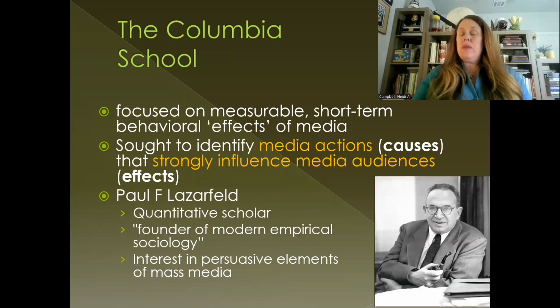So the headquarters, or the starting point of media effects research, was the Columbia School, at Columbia University, as in Columbia, New York. And so again, they were looking at the scholars in Chicago and began to see, okay, we see what you're doing. We see that it's important to study media, but we want to look at measurable short-term behavioral effects. One of the concerns and critiques of the propaganda studies is that we're so interested in looking at the effect of the message itself.